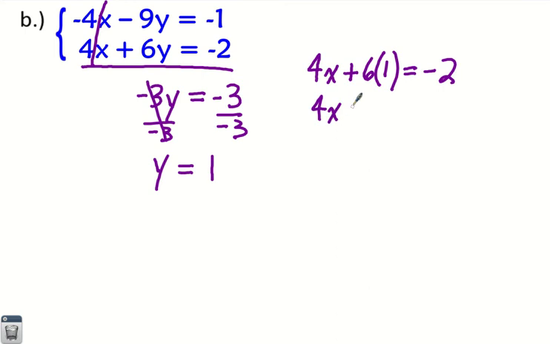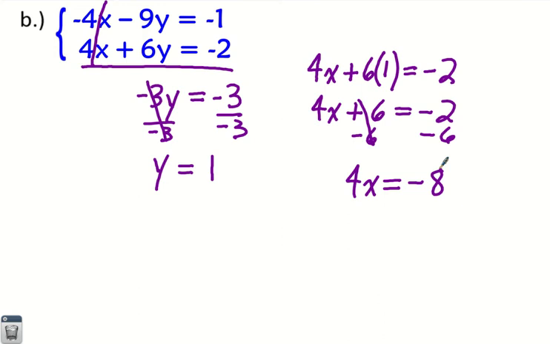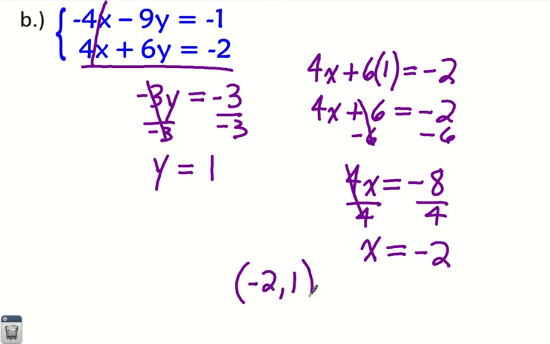So I just kind of go with this, solving for x. So that leaves 4x over here. Negative 2 minus 6 is negative 8. Divide both sides by 4 to finish getting x by itself. So it looks like we end up with x equals negative 2. So my final answer, like I just said a couple minutes ago, goes x comma y. So it's negative 2 comma 1.